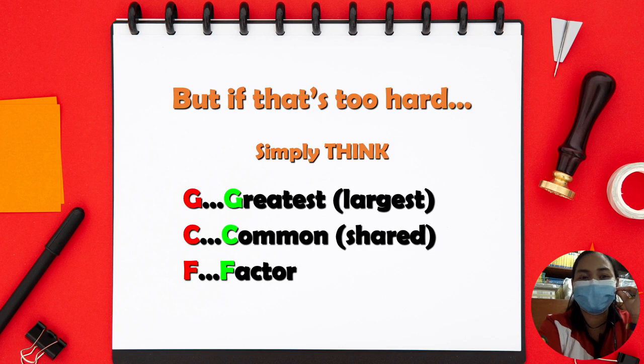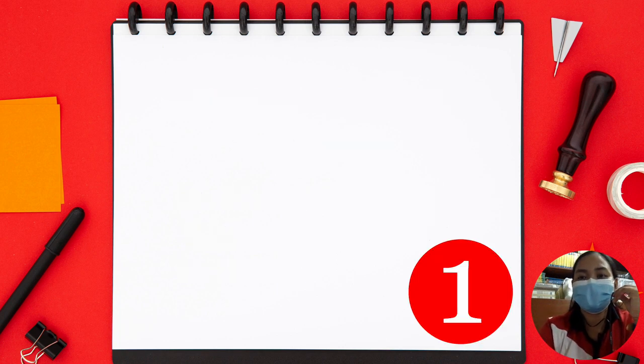Ayan. So, pag sinabing GCF, greatest, alam mo na yan, that is largest. C, common, meaning shared or same, similar. Ayan, pagkakaparehas nung given na number or expressions. And then, F is factor. Okay, so meron tayong ipapakitang mga steps or methods para mas magagamit mo sa pagkuha ng GCF.